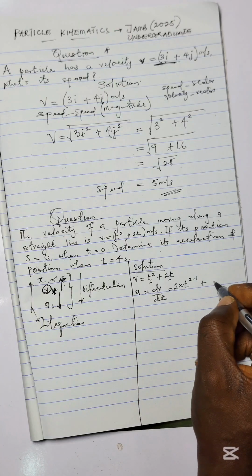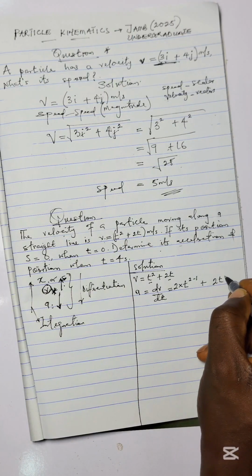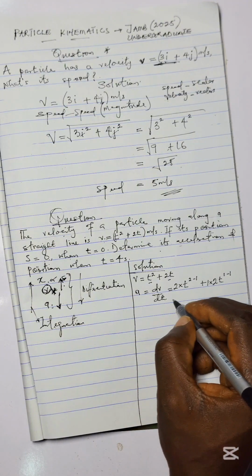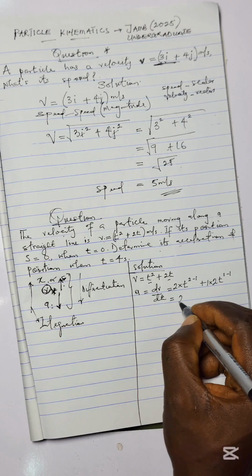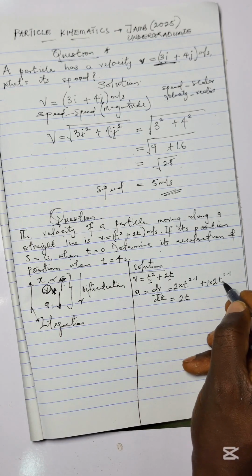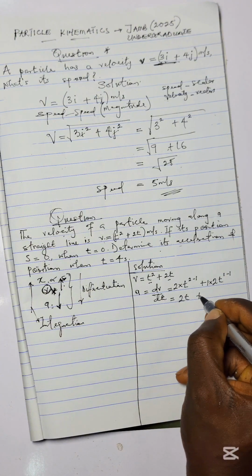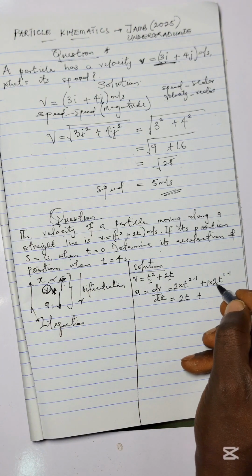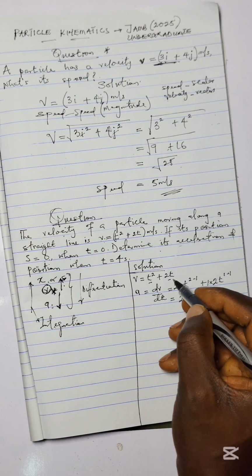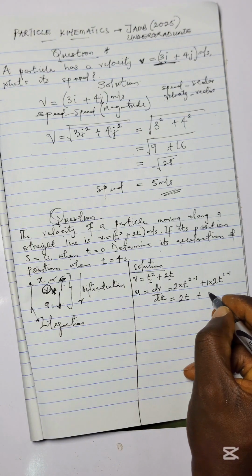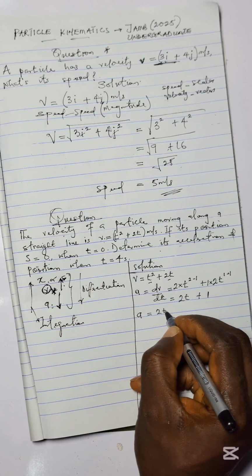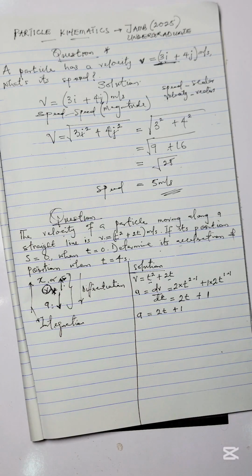For the second one, 2t is also 2t raised to power 1. We subtract 1 from the power, 1 minus 1, and we use that one to multiply the whole function. Then t squared reduces to 2t, because when you subtract 1 from 2, it is 1. This will be plus 1, because it is t raised to power 0. So when you differentiate 2t, you get 1. So our acceleration A is equal to 2t plus 1. That's our acceleration.